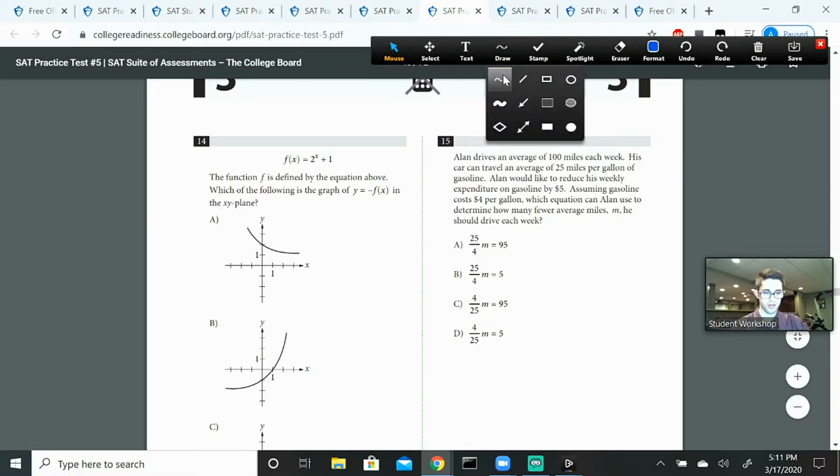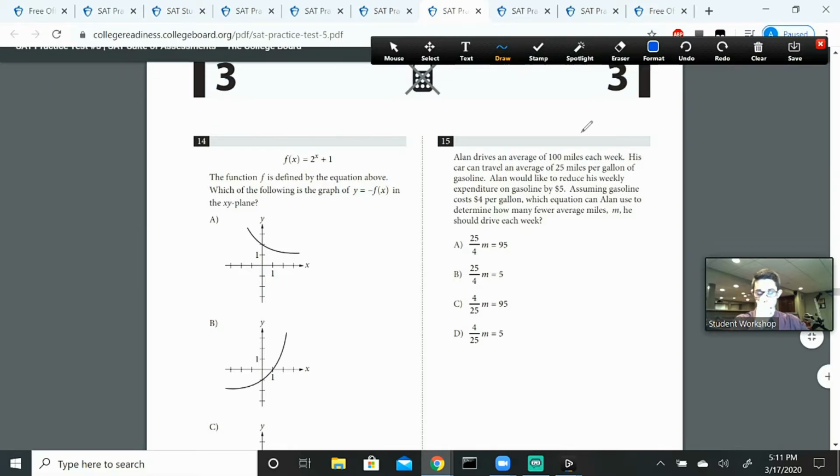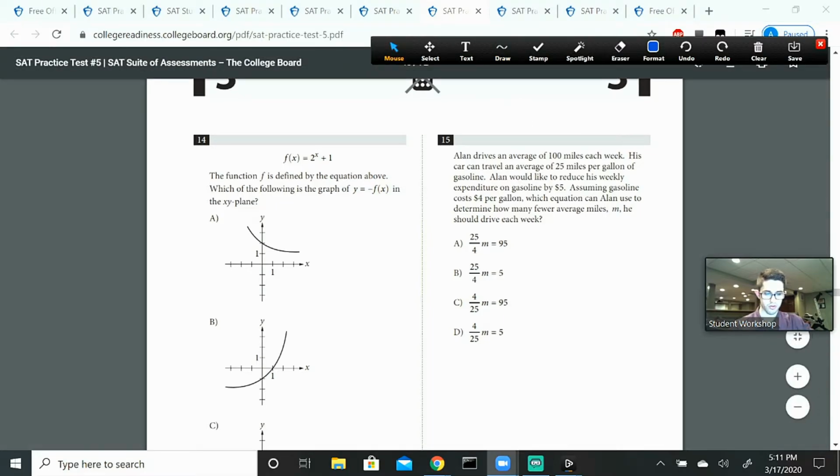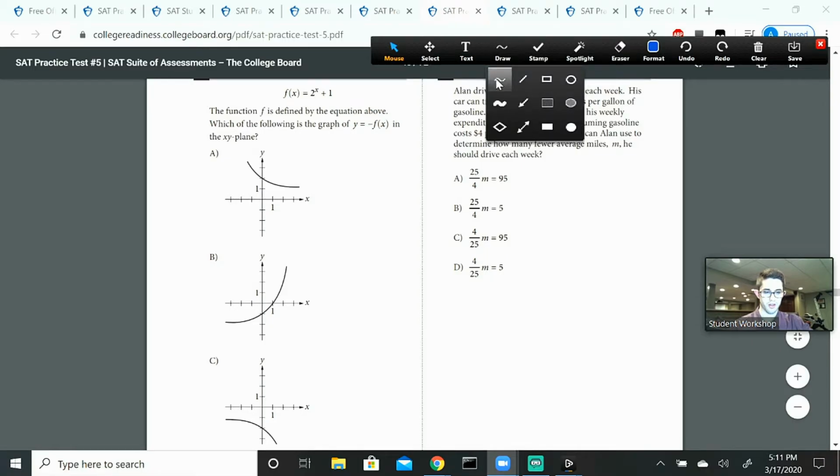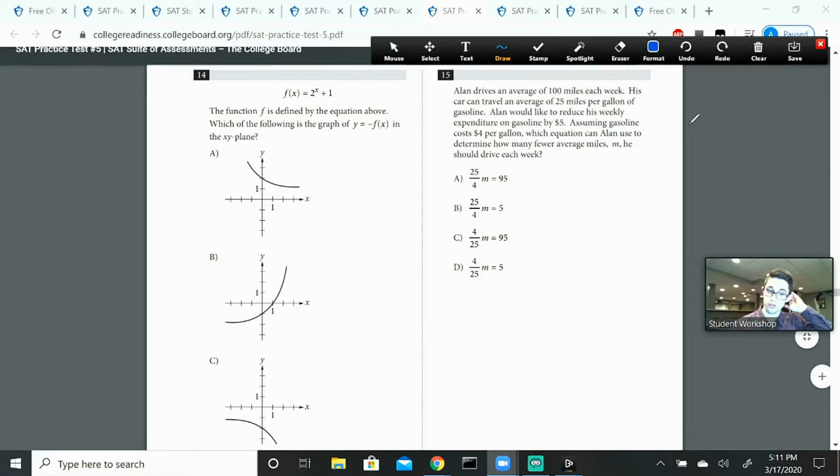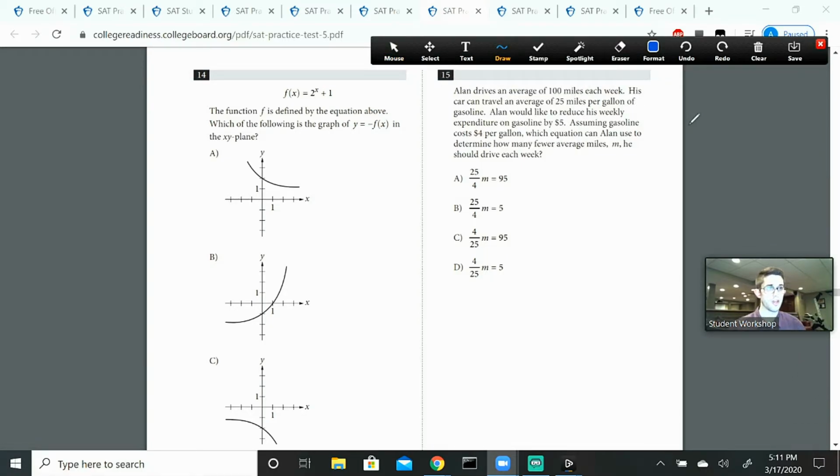All right, this one is test number 5. Remember, tests 2 and 4 were removed. And we're going to be doing number 15. Let's give ourselves a little bit more space to work. Alan drives an average of 100 miles each week. His car can travel an average of 25 miles per gallon of gasoline. Alan would like to reduce his weekly expenditure on gasoline by $5. Assuming gasoline costs $4 per gallon, which equation can Alan use to determine how many fewer average miles M he should drive each week?